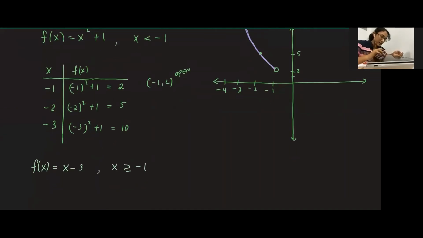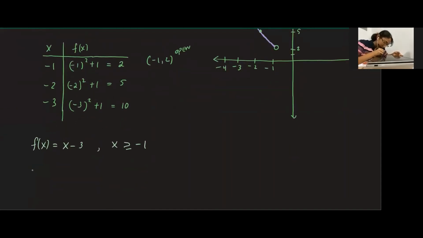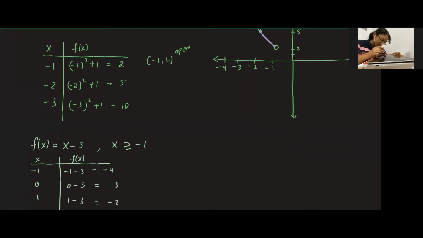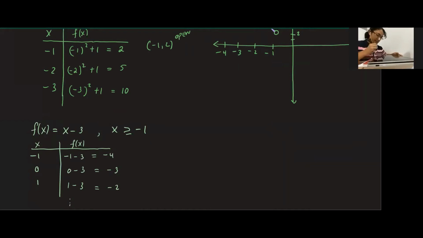So again, you can make a table of values. So we pick -1, 0, and let's say 1. These are just some points. You can pick any other values that are greater than -1. And then we'll have our function values for these x values. Plug -1 into the function. We have -1 minus 3, -4, 0 minus 3, that would be -3, and then 1 minus 3, that's -2. And of course, you can plot more points, but these are good enough.